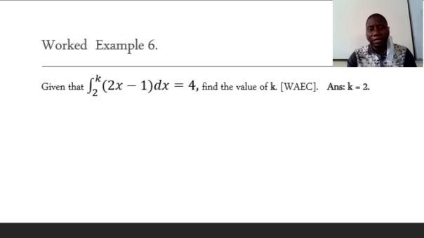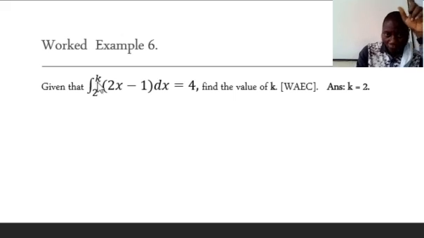Now this one is saying that the integral of 2x minus 1 with respect to x equals 4, upper limit k, lower limit 2. You can see in this case, the upper limit is not known, it's an unknown value, and the lower limit is known to be 2. So we are asked to find the upper limit. So this answer is wrong.